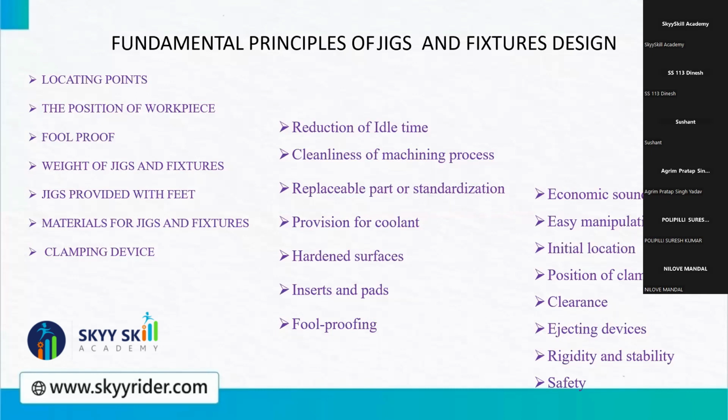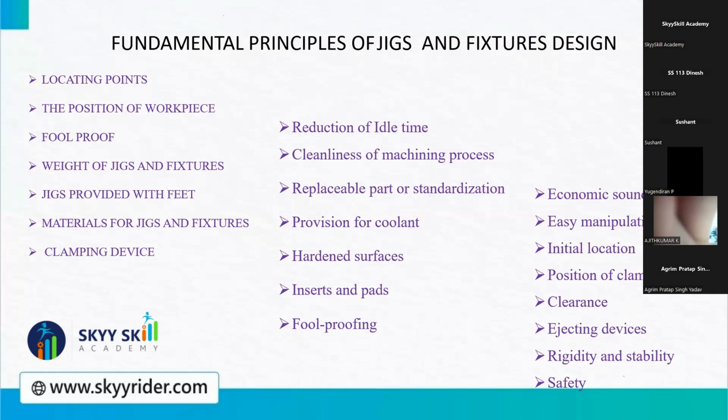So every time the job has to be placed in such a way that it has to be located at the same point for every component. Okay, now the position of the workpiece. The position of the workpiece should be accurate with respect to a tool guiding in the jigs or setting element in the fixture. So the position of the workpiece is always important because we know where to machine that particular area.